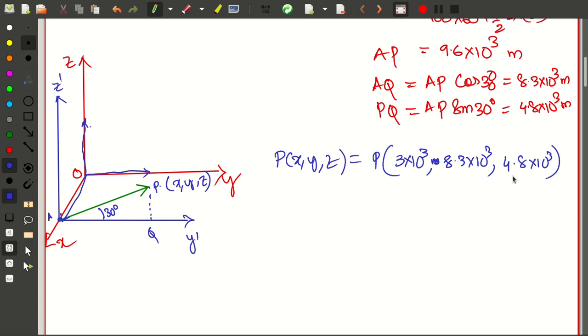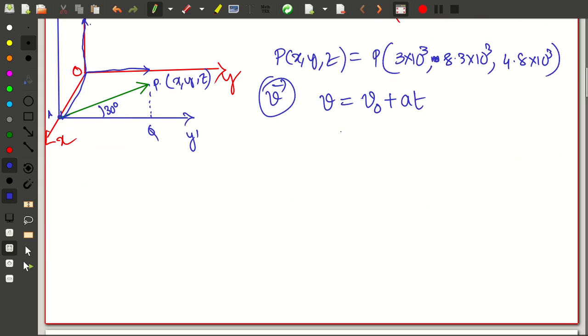Now the second part of the question is to calculate the velocity. So how to find out the velocity in the Cartesian coordinate system? First we can find out the magnitude of the velocity, that is v. You can find it from v naught plus at. This is the first kinematic equation. So using this, v naught is 100, plus 2 into 60, which is equal to 220 meter per second. This is the magnitude of your velocity.